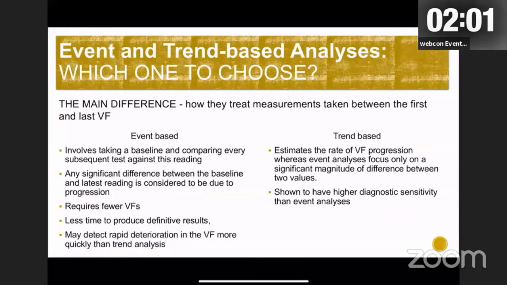So what is the main difference between event and trend-based analysis? Event-based analyses require fewer visual fields. They require less time to produce definitive results. So we can detect rapid deterioration in visual fields more quickly than with trend analysis. But trend analysis has its own importance, as I said, because it actually estimates the rate of visual field progression and has higher diagnostic sensitivity. And you know what is happening throughout the time period of the patient's disease.